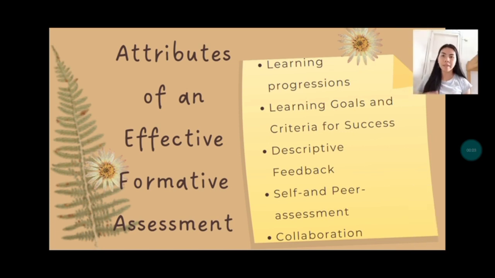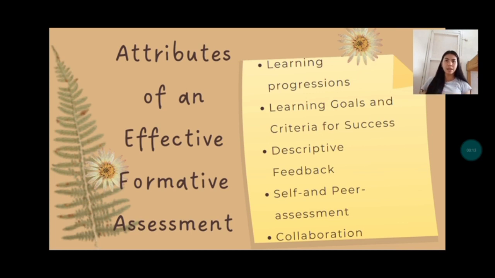So, in order for formative assessment to be effective, it requires the active involvement of the students in the learning process through self and peer assessment. Through immediate constructive dialogue and feedback, instructional adjustments are made as appropriate and necessary. And as partners in the teaching and learning process, a collaborative environment is produced, one that is characterized by transparency, respect, and appreciation of differences. So, learning progression. Learning progression should clearly communicate the sub-goals of the ultimate learning goal. So, learning goals and criteria for success.